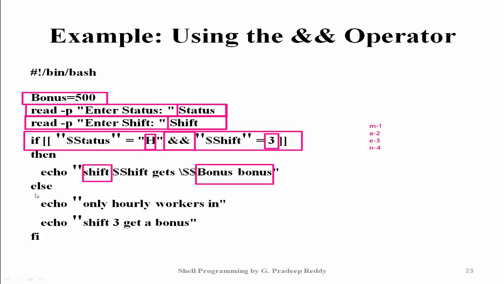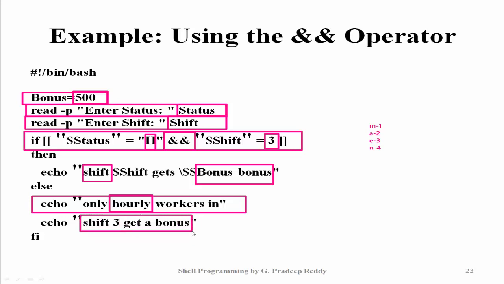Next, what is the $$ bonus? He is going to get the bonus which we have specified, 500. It is going to print the bonus. Else it is going to show only hourly workers will get the bonus. So next it is going to print a message that workers in shift 3 in an organization will be getting the bonus, and then it is going to end with F5.